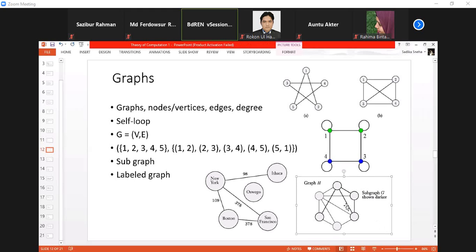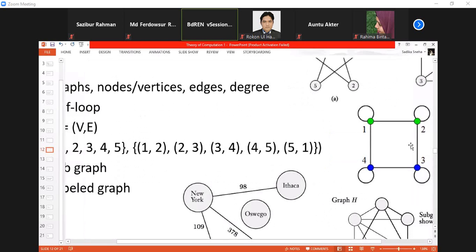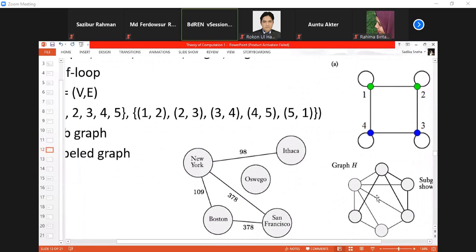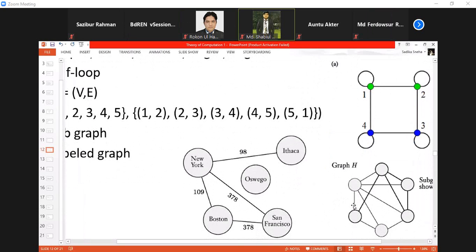Can you see that? Can you see the darker portion here? Yes, ma'am. Has my internet gone? Can you see it? Yes, ma'am.